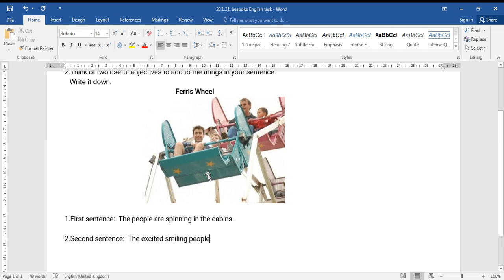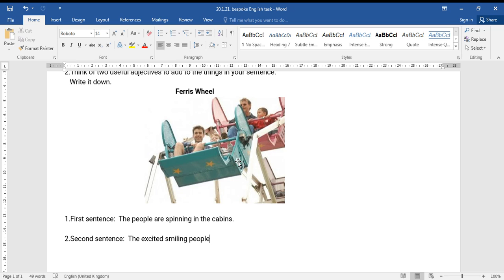When I look at the cabins, I can see that they are very colourful. There's a green and a pink one there. So the cabins are colourful. And I can see that there's a bar here, which means that they would rock around as the wheel moves. So I could use the word rocking as well. Let me just try saying that to myself. The excited, smiling people are spinning in the colourful rocking cabins. That sounds good. I'm happy with that, so I'm going to type that.